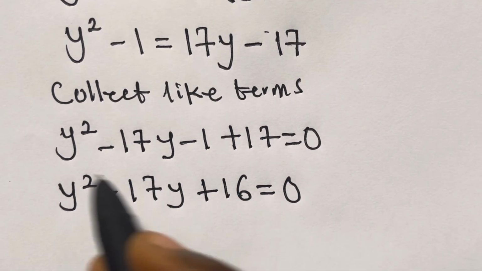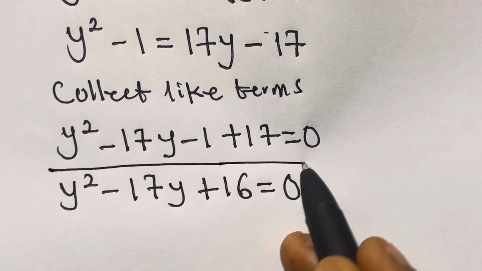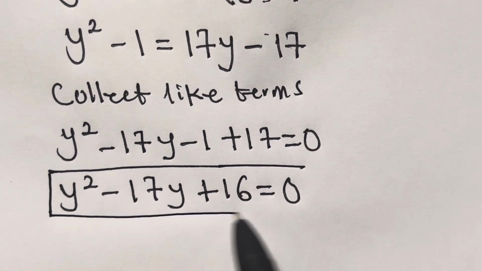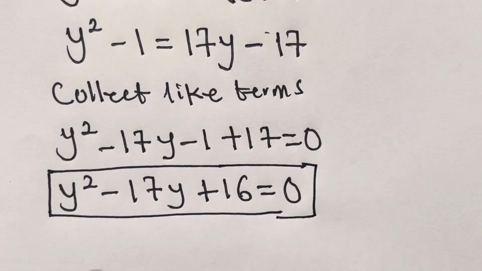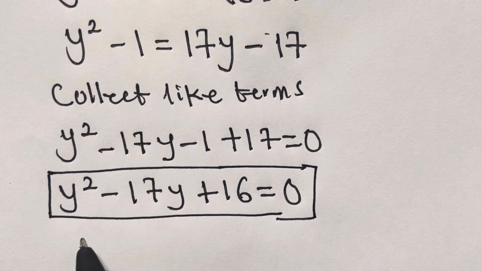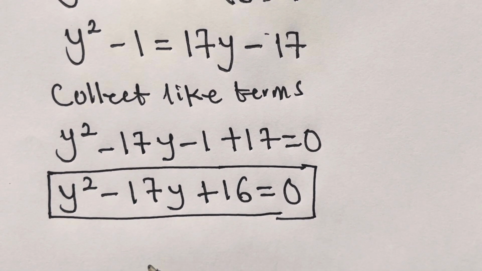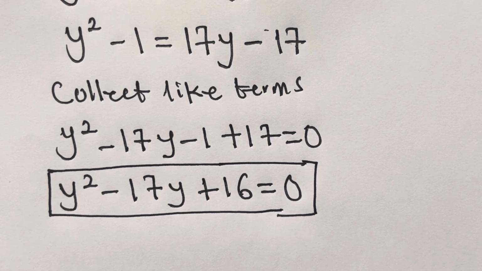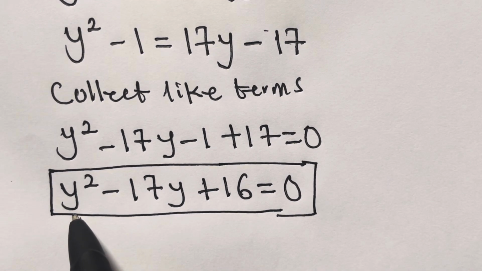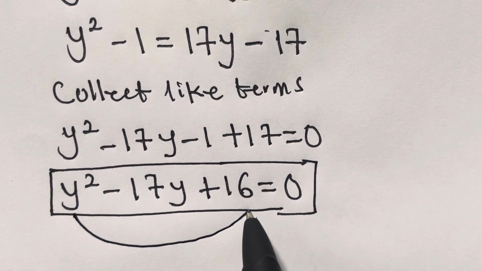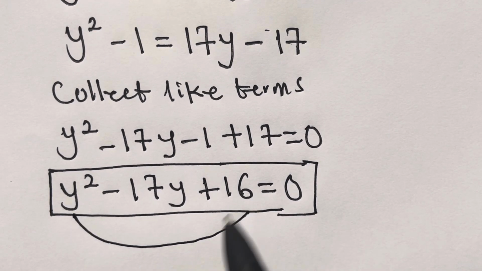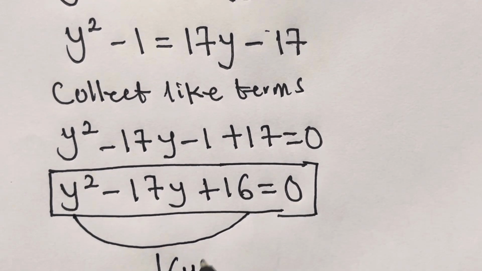So you will see that this is a quadratic equation. We are going to get our value of y by solving this quadratically. To solve it, let's use the factorization method. We will multiply the first term and the last term. y squared multiplied by 16, that is 16y squared.